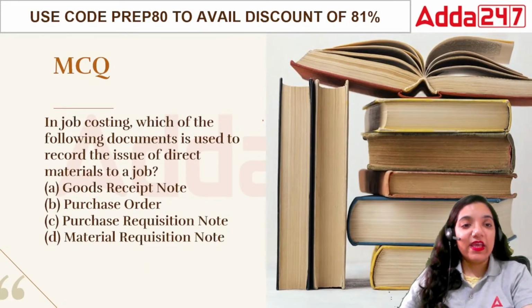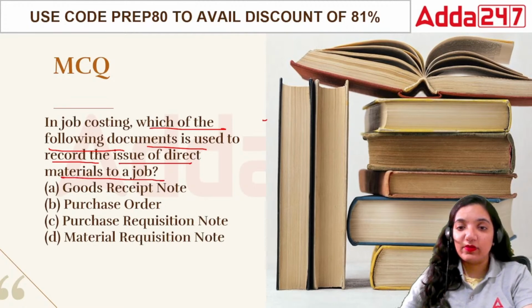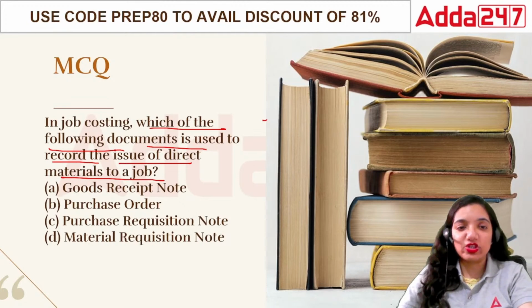Next question. In the job costing, which of the following documents is used to record the issue of direct material to a job? Goods receipt note, then purchase order, material requisition note, or purchase requisition note.